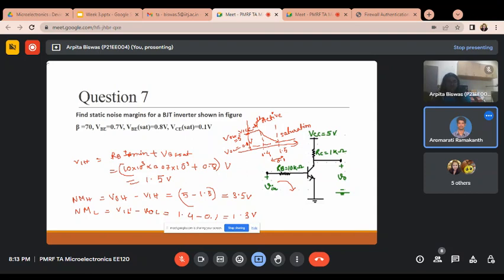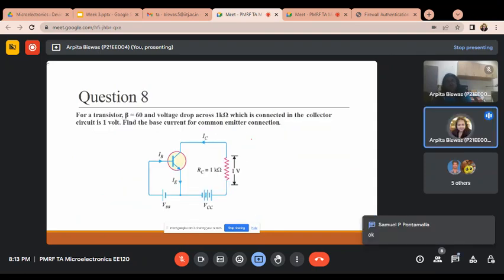Okay, so this is the next question. This type of question we have solved in the previous class, so I think all of you can give the answer. For a transistor, beta is given and the voltage drop across 1 kilo ohm is given. I just only changed the value. So I think you can give the answer.